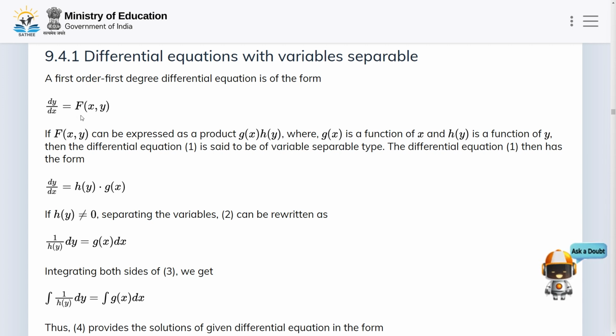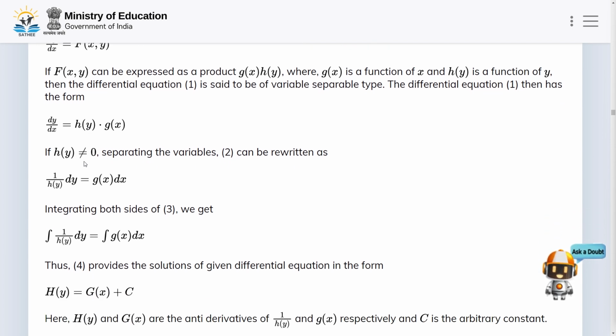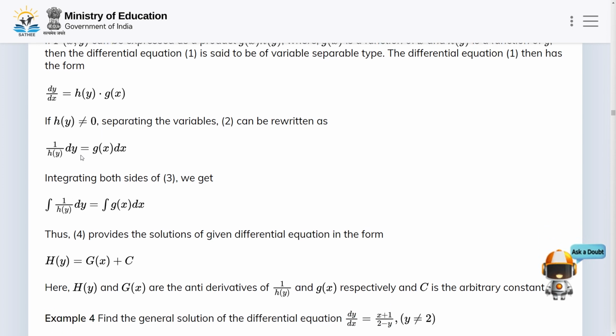Okay, and then if this capital F(x, y), which is your expression in terms of both x and y, can be rewritten as a product of two functions, one function completely in terms of x and another completely in terms of y, then if h(y) is non-zero, you can write this equation as dy divided by h(y) is equal to g(x) multiplied with dx.